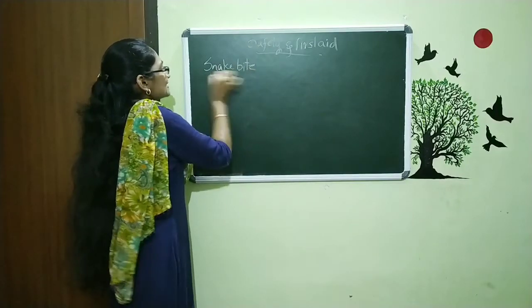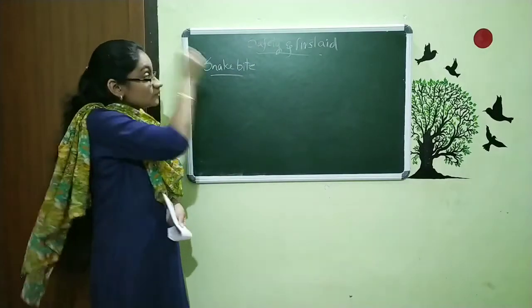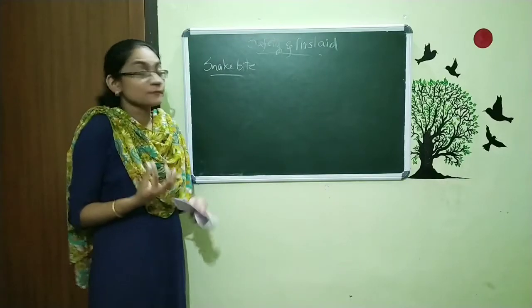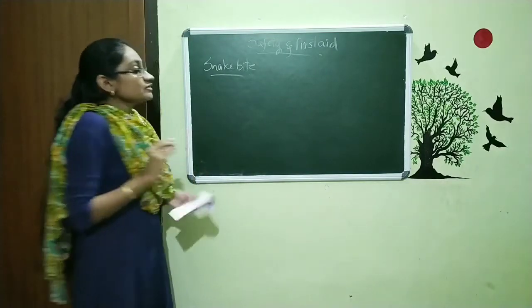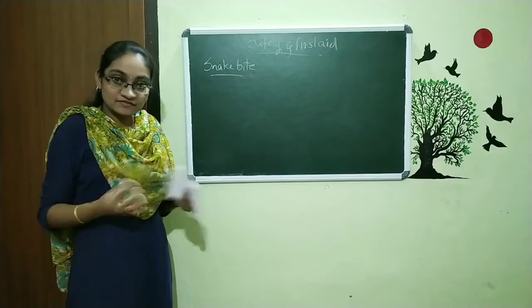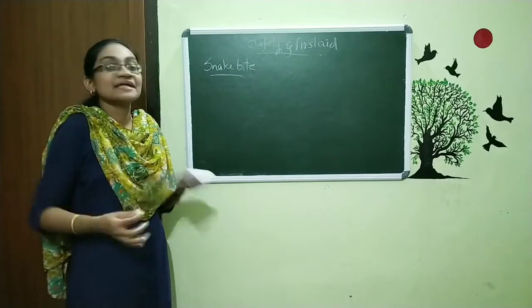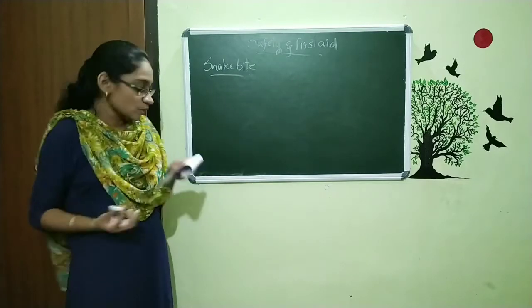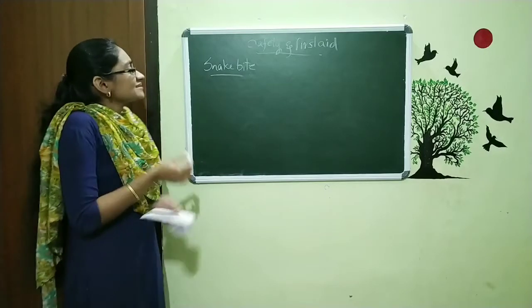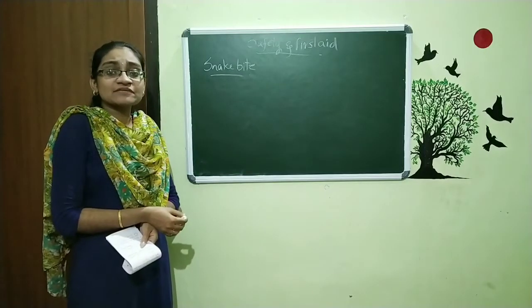Some of the snakes are less poisonous and some of the snakes are very highly poisonous. So we want to take action very fast. Otherwise, the person will die by spreading the poison in the body. How is this poison spreading in our body?